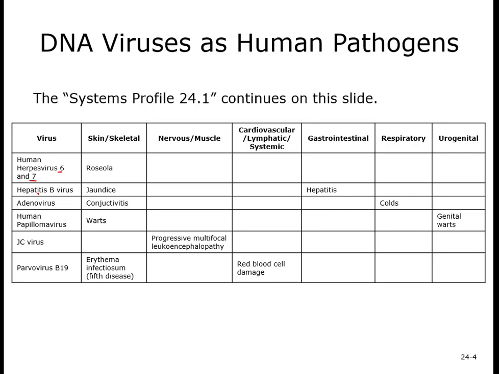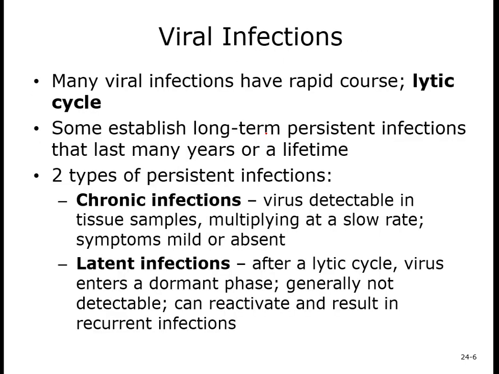Then we'll talk about hepatitis. The only DNA hepatitis is hepatitis B. Hepatitis A, C, all the other hepatitis are RNA viruses, but we'll talk about them briefly in this chapter. And then we'll talk about some of the other DNA viruses. As you can see, a lot of the DNA viruses do have an effect on the skin or skeletal muscle, but they do affect other systems as well. Lastly, just to review some of the effects of viral infections.